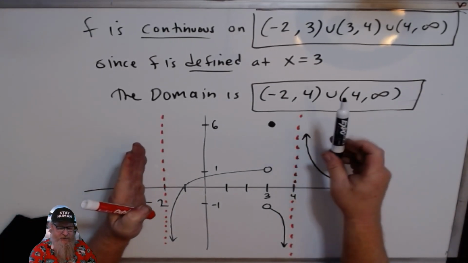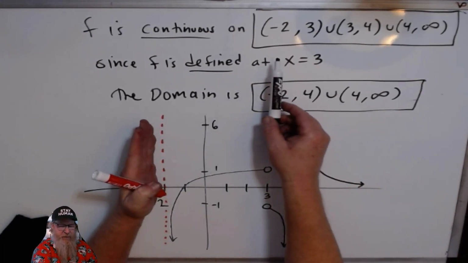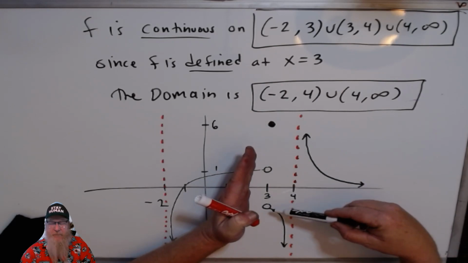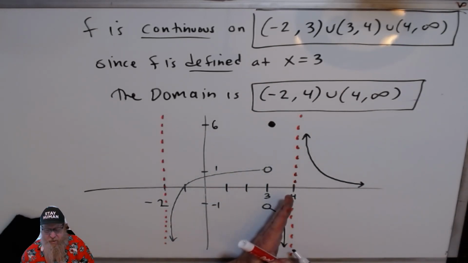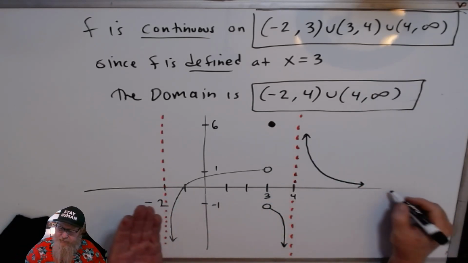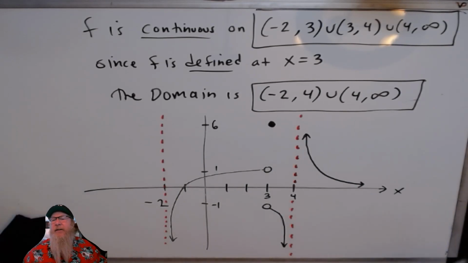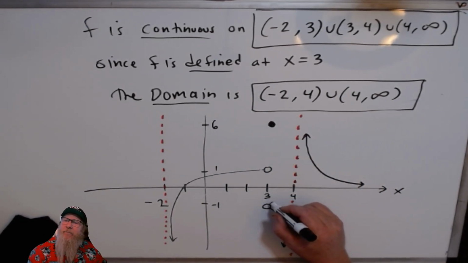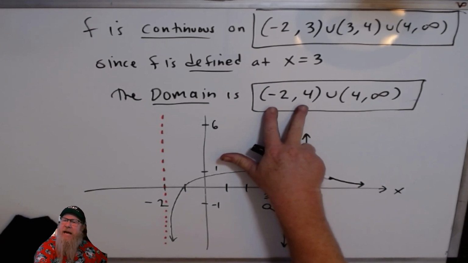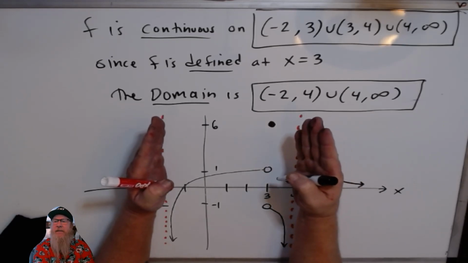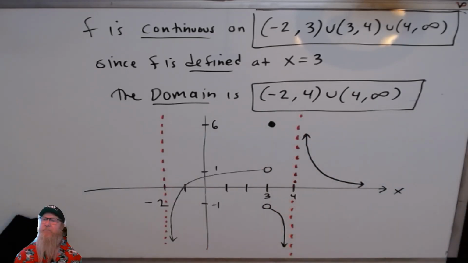So again, let's summarize this. Continuity goes from -2 to 3, and then it's discontinuous at 3. Then it goes from 3 to 4, then it's discontinuous at 4, and then it goes from 4 all the way to infinity. So this is your x-axis all the way to infinity. That's the continuity discussion. But the domain, there is a dot at x equals 3. So the domain is from -2 to 4. Goes from -2 all the way to 4. That's that piece. And then it goes from 4 to infinity.